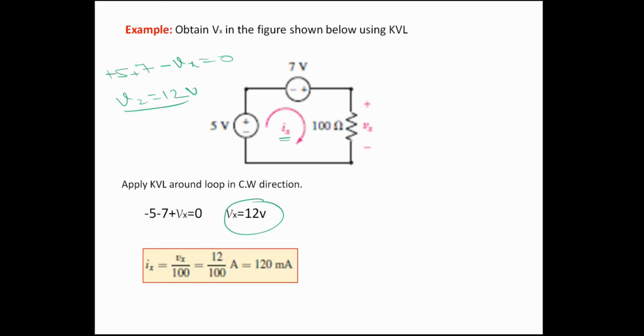And from that we can find out Ix is equal to Vx by 100. What is the current in this one? If you apply Ohm's law in this equation, Vx is equal to Ix into 100. And from that, what is Ix?